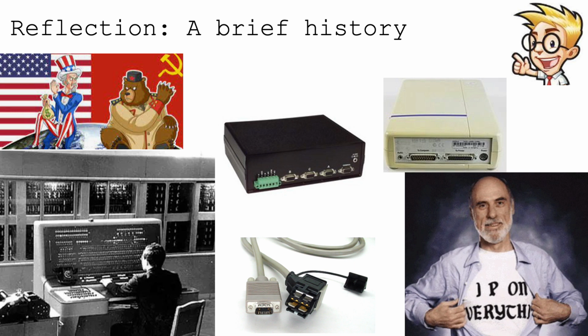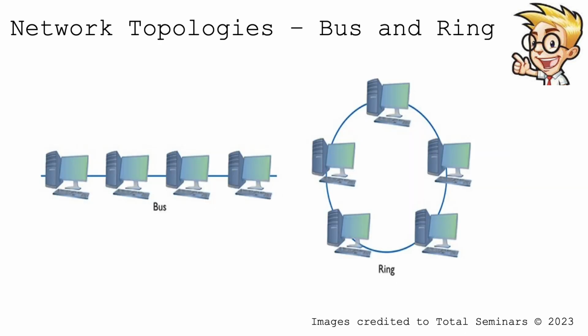So let's go to 1980. All right. Have you heard of a bus or a ring? Well, you probably would never see them today in the wild. They're way too old. But what if we didn't have a hub? What if we didn't have a centralized connection? What if we just had a wire? And that's exactly what we had at that time.